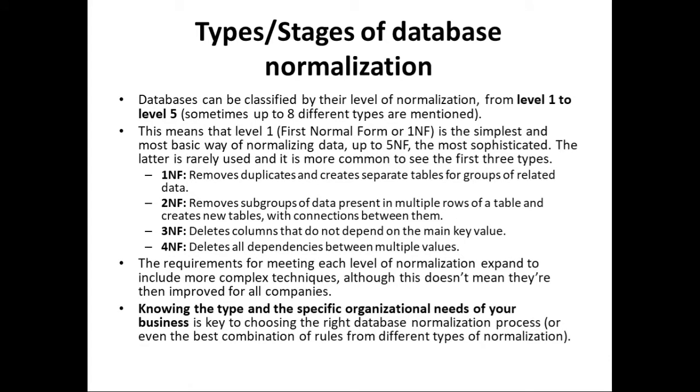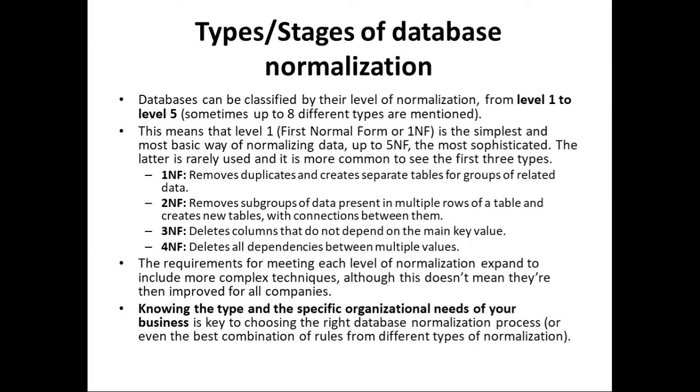Types and stages of database normalization. Databases can be classified by their level of normalization, from level 1 to level 5, or sometimes up to 8 different types are mentioned. This means that level 1, first normal form or 1NF, is the simplest and most basic way of normalizing data. Then it's up to 5NF, or fifth normal form, the most sophisticated. The latter is rarely used and it is more common to see the first three types. So, the first three types.